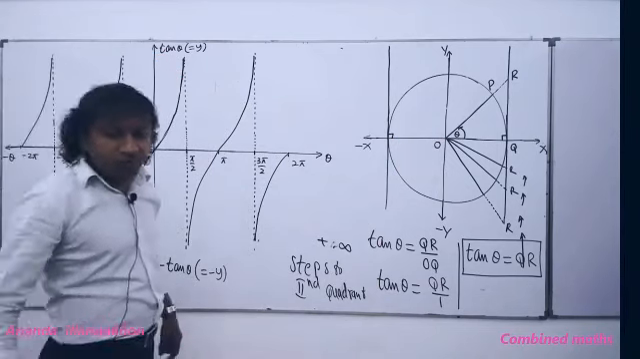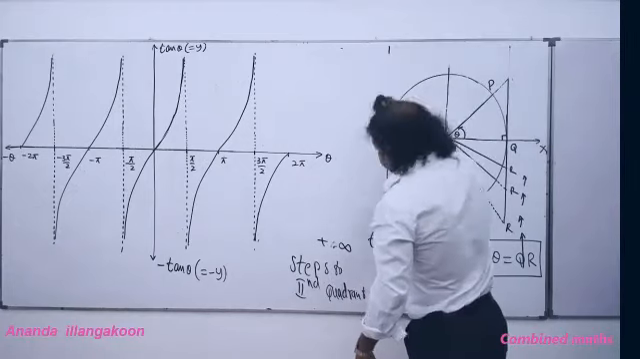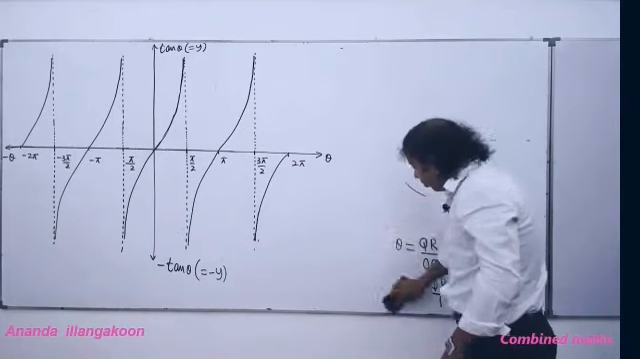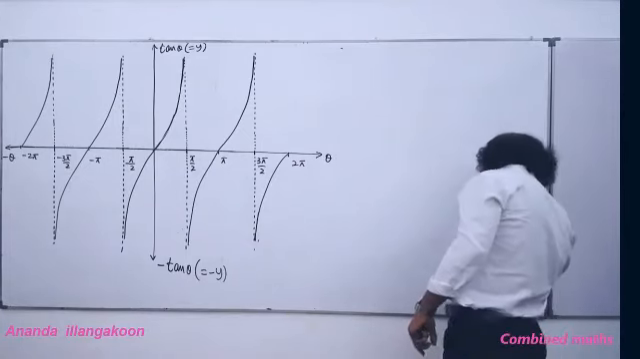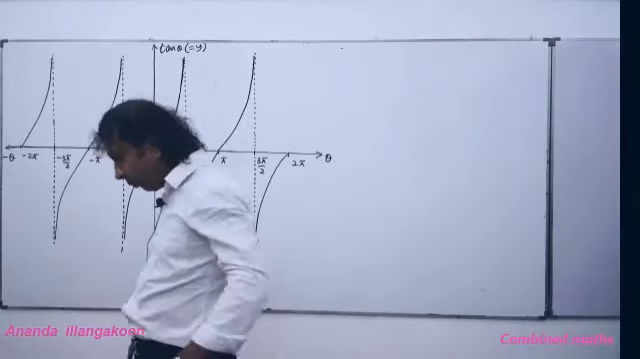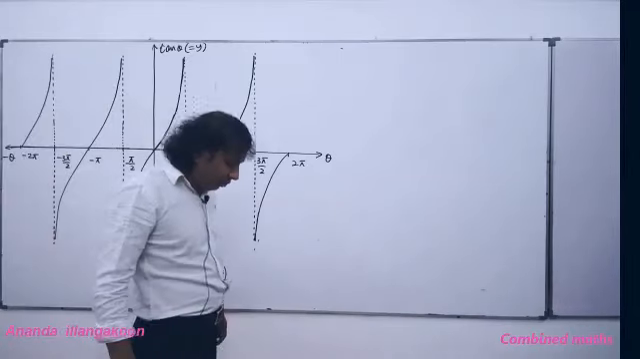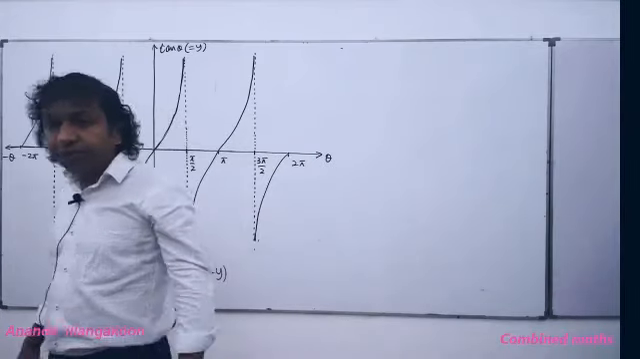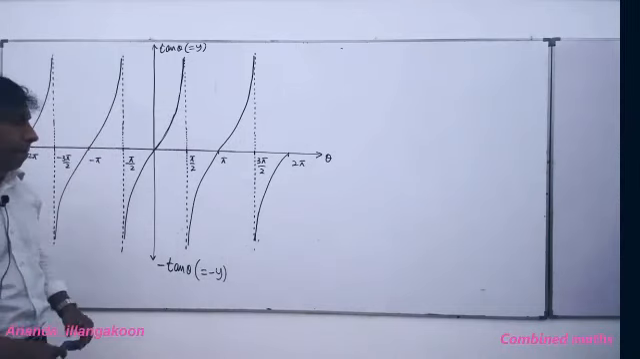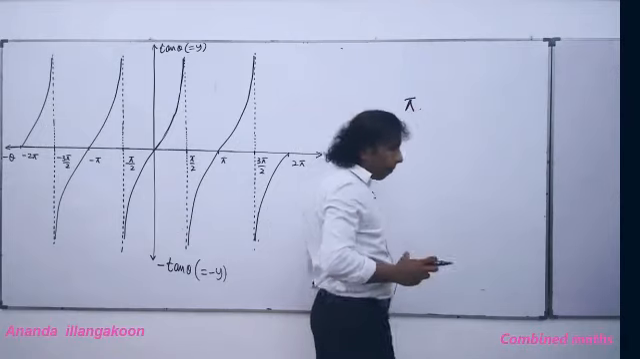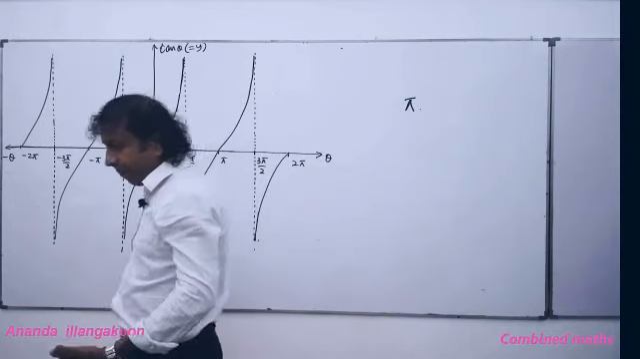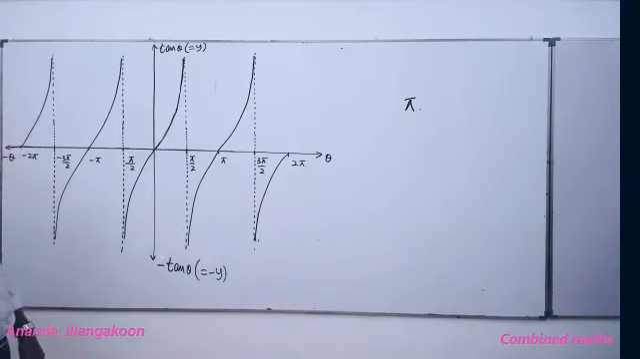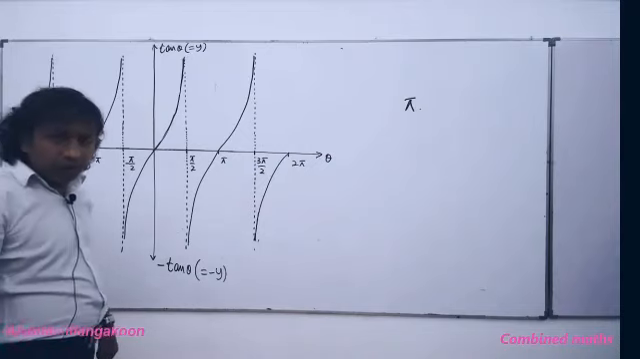So those properties you write. Write down, people. Properties of tan theta graph. First one, write down. Tan theta graph has the period pi. Pi means 180 degrees. The period pi.